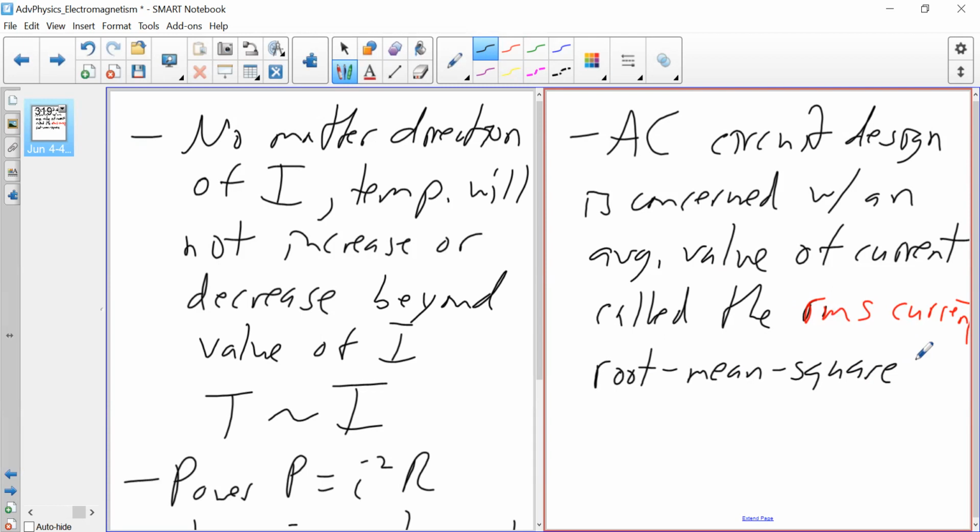We don't usually cover that in our physics classes, but if you look back at the kinetic theory of gases, this root mean square first comes up there. So we'll explain what that is here. So root mean square.